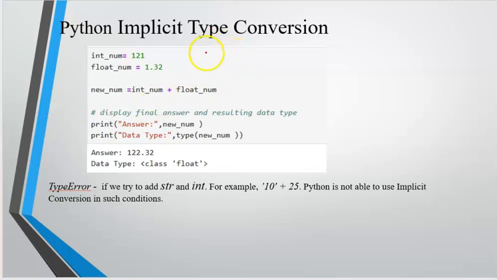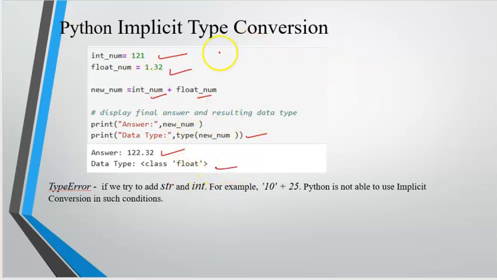Here, this example shows what an implicit type conversion is. Here you can see we have an integer number and a float. The program is to find the sum of these two numbers. We are adding the integer and float number, and the final answer is stored in the variable answer, and the data type of our final answer is also saved. After printing the results, we can see the answer is a float. So the data type of this result is displayed as float.